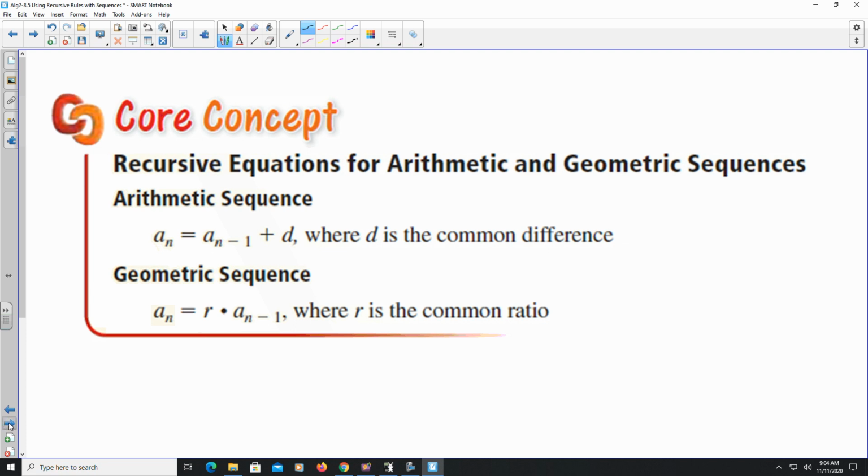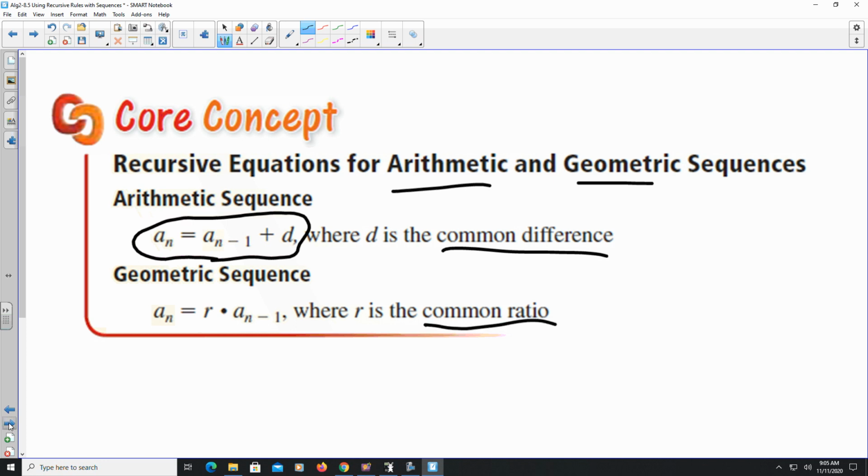We also have a recursive equation for both arithmetic and geometric sequences. If it's an arithmetic sequence, which means it has a common difference, you figure out a sub n by taking a sub n minus 1 plus d. For a geometric sequence, you have to have a common ratio. This one is a sub n equal to r, the common ratio, times a sub n minus 1, the previous term in the sequence.